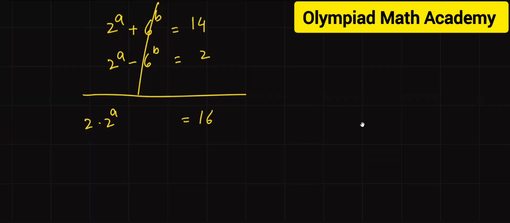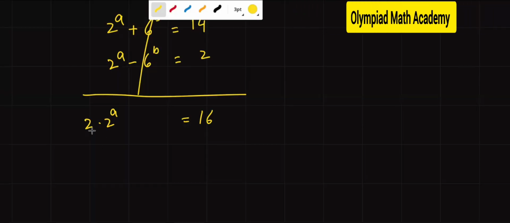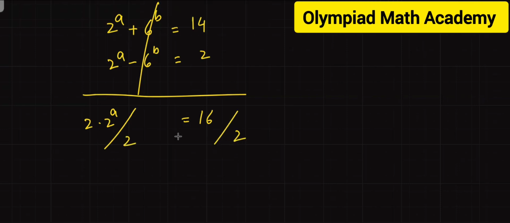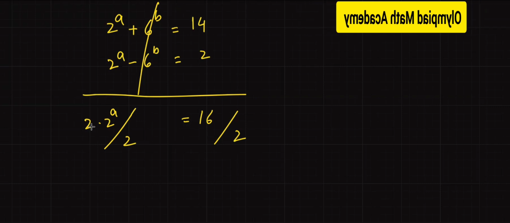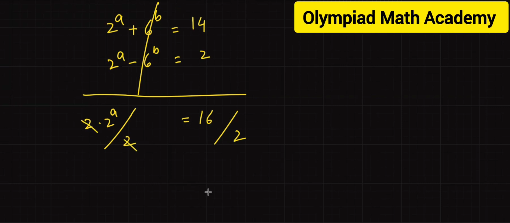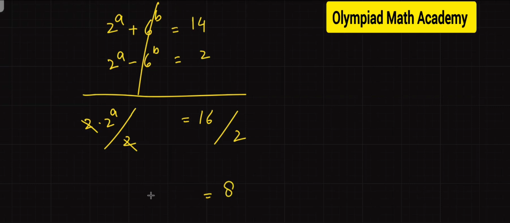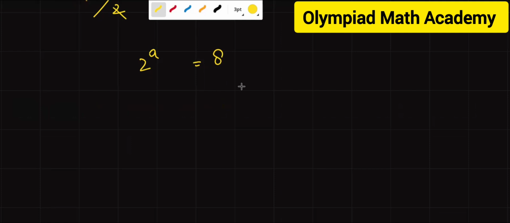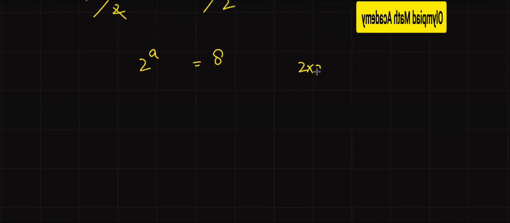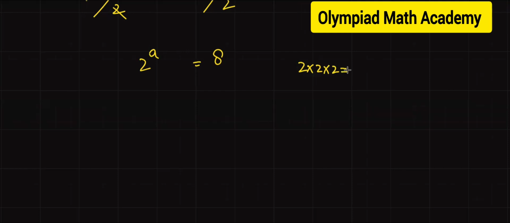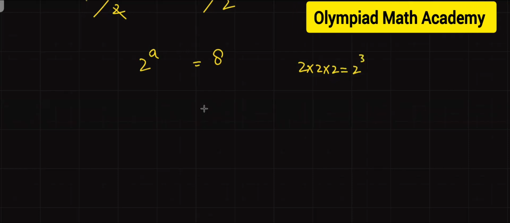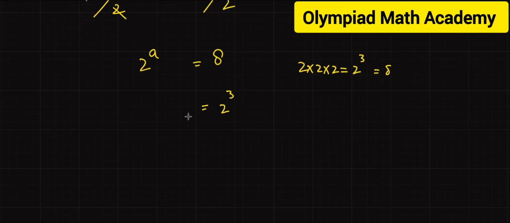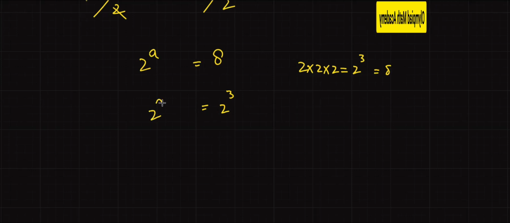Now let's continue. We have to divide both the numbers by 2. This is divided by 2 and this number is also divided by 2, as dividing both sides with 2. So this 2 is cancelled with this 2, and 16 divided by 2 will give you 8. And here we got only 2 power a. Further, the 8 can be equal to 2 times 2 times 2, or you can also write it as 2 cube. That will give you 8. So we can also write 2 power 3 or 2 cube, and here is 2 power a.